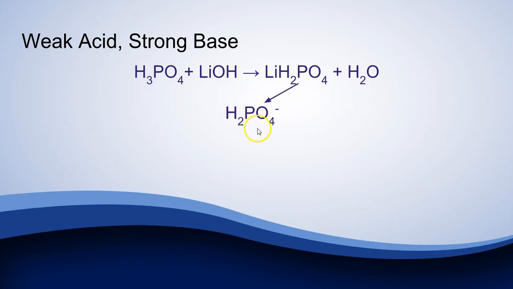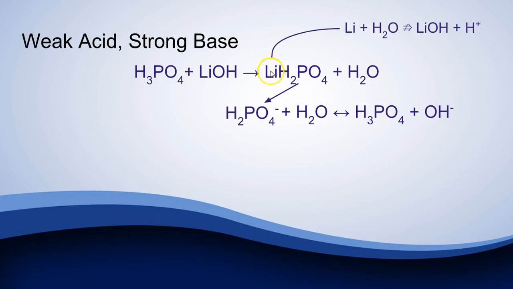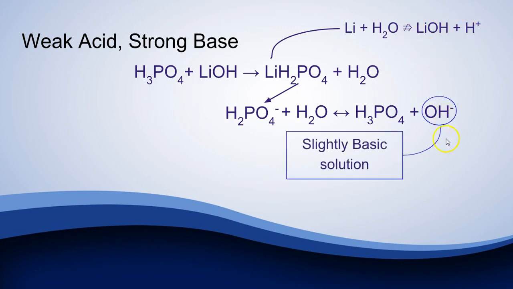Could the dihydrogen phosphate ion interact with water to go back to the H3PO4 that it came from? Well, if H3PO4 is a weak acid, which it is, then that will happen. And because it's grabbing that H+, it's removing it from water, and so it's leaving us with an OH- in solution. Meanwhile, the lithium ion could theoretically hydrolyze back into lithium hydroxide and H+, but because it's a strong base, that's not going to happen, right? So we're going to end up with a slightly basic solution here.